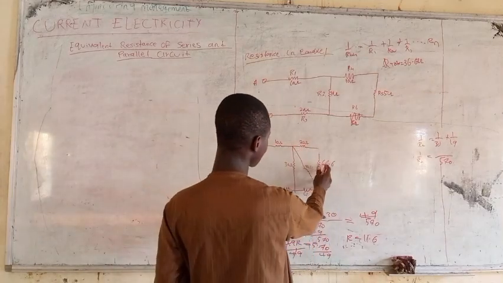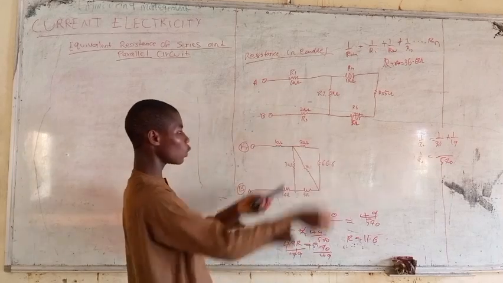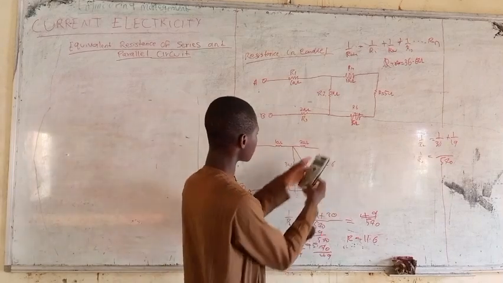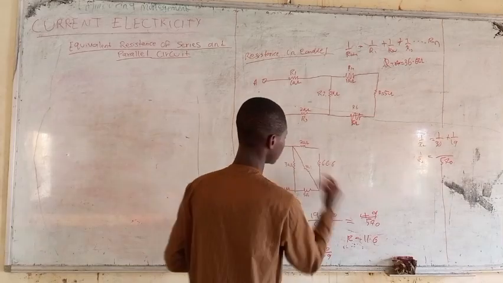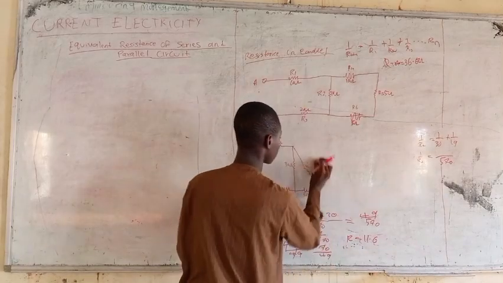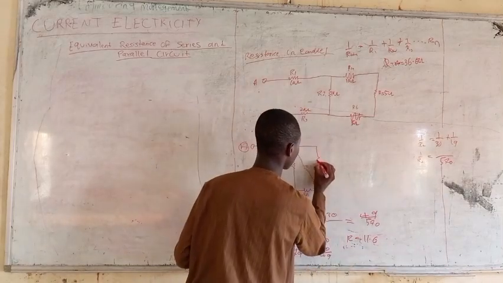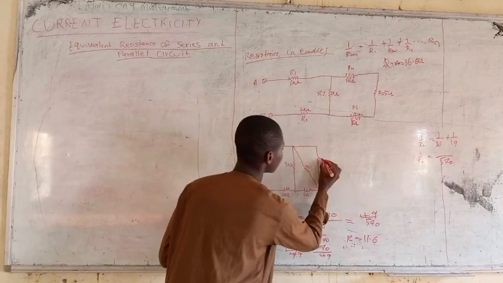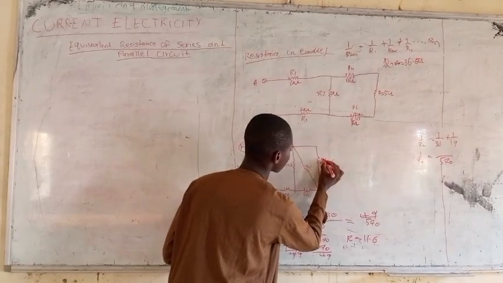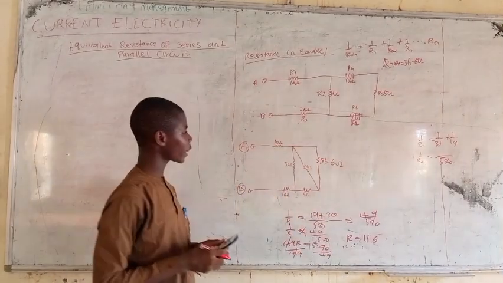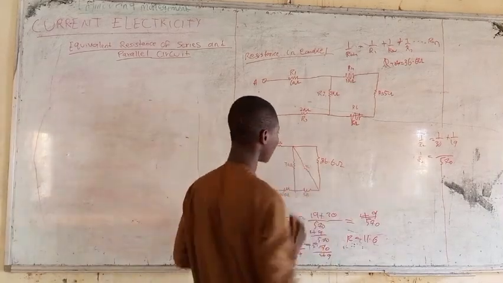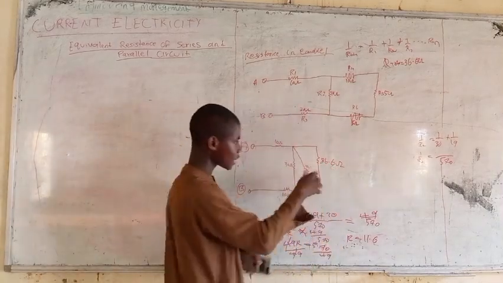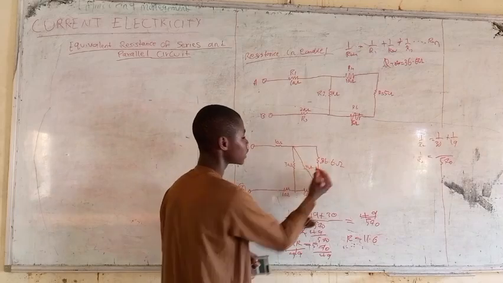The same thing. The resistance between 66.6 and 20 is also in series. Let's say 66.6 plus 20 will give us 86.6 ohm. Okay, that's all for series. Now we have to find the parallel between 86.6 and the 10 ohm.